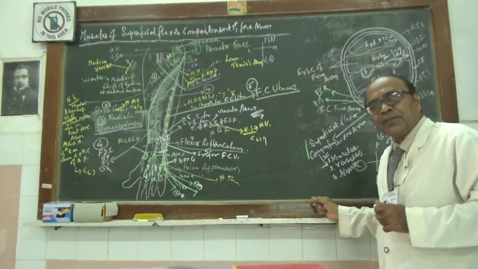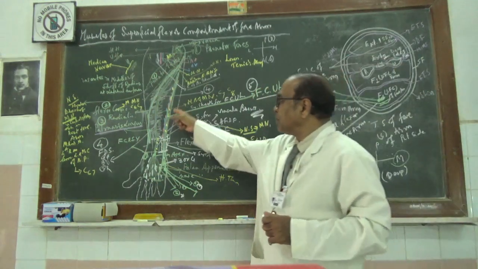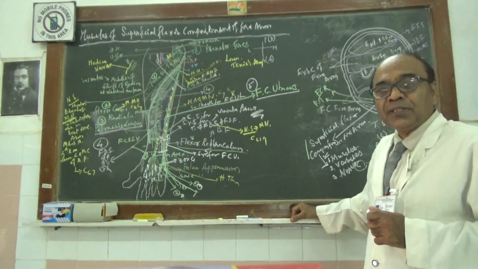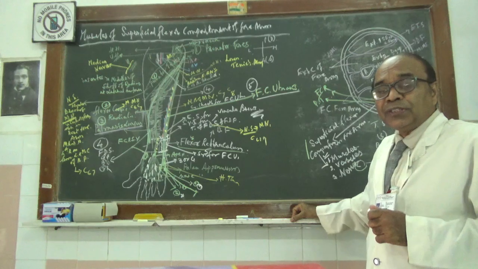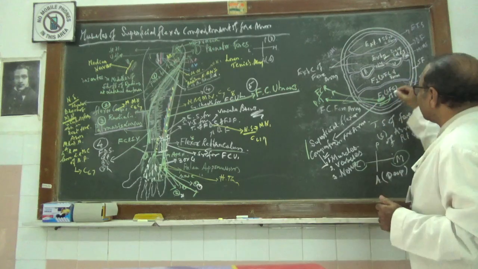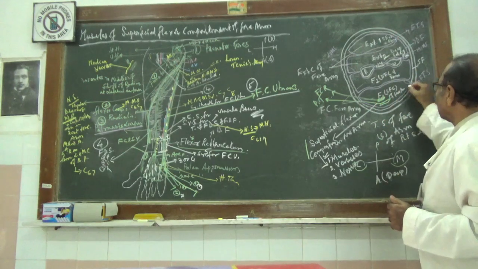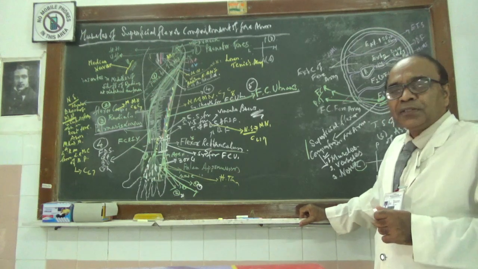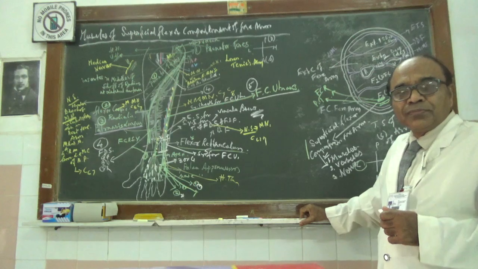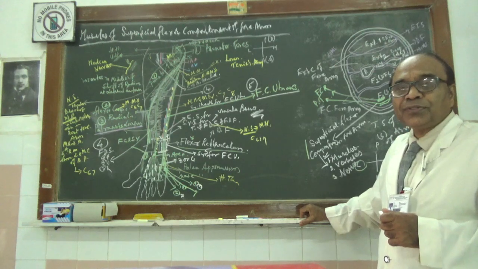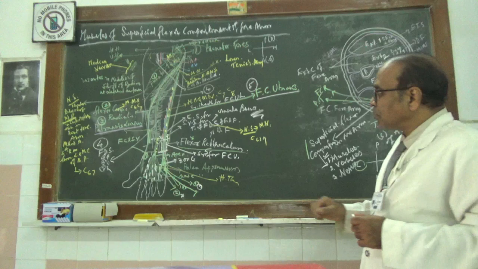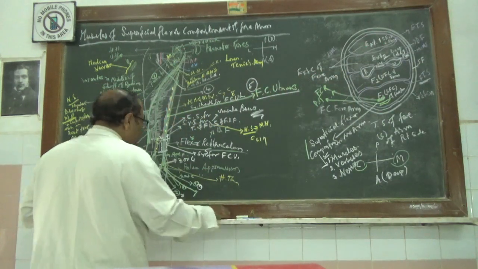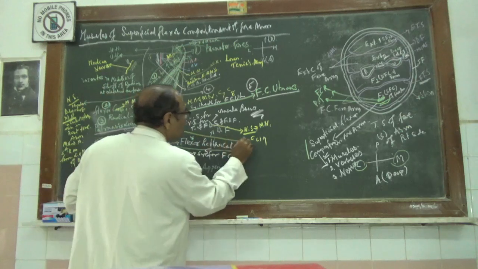Now what will be there behind? Behind this flexor carpi ulnaris, it is completely related to the fascia, then the flexor digitorum profundus, and the ulnar nerve. So this is the dotted line I am showing here. This is the ulnar nerve.